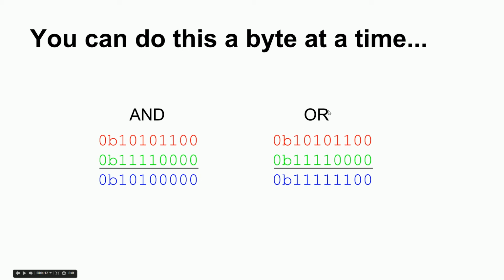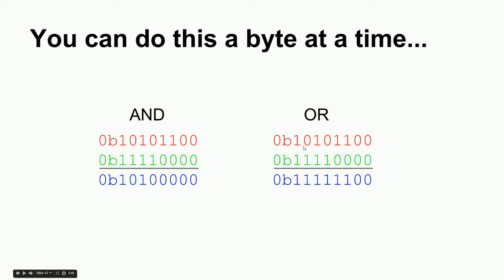And the same thing with the OR. I'll start with the same red byte and the same green byte, and I'm going to do an OR operation instead. So either one has to be a 1, or both, to get an output of 1. And so we got a lot more 1s here, and only a couple of 0s at the end.